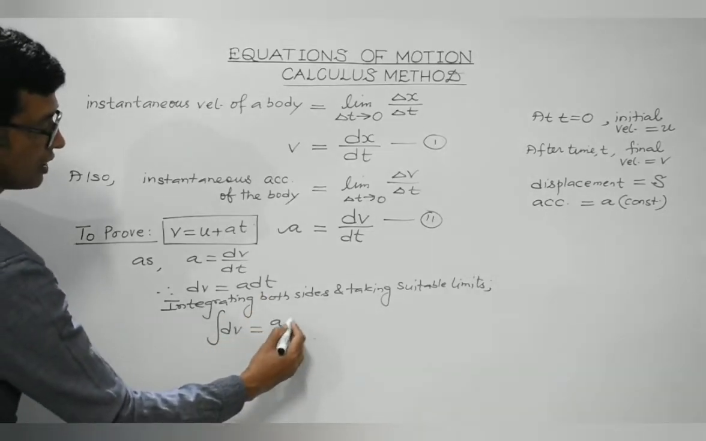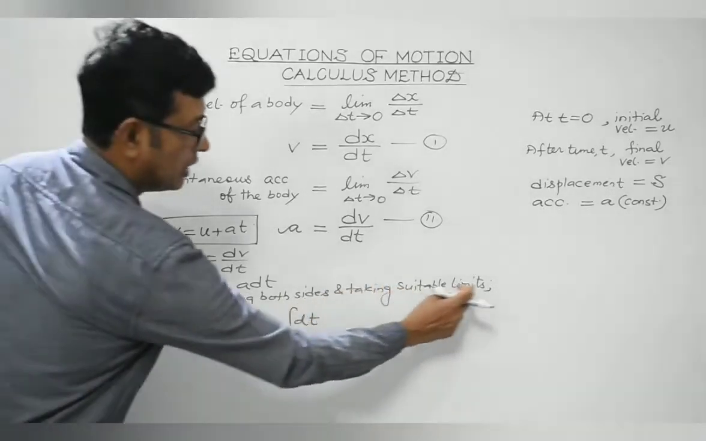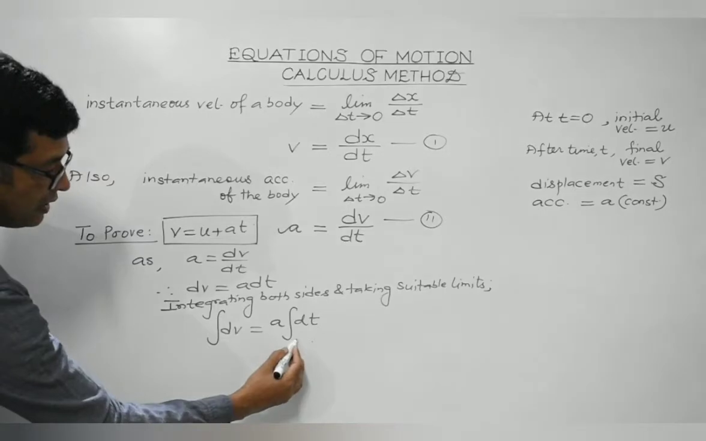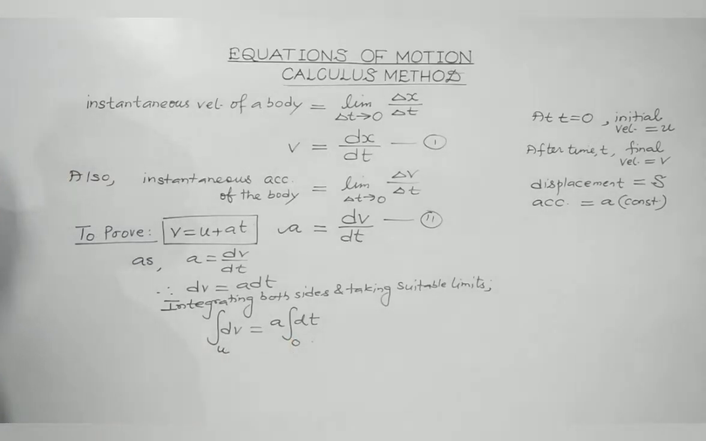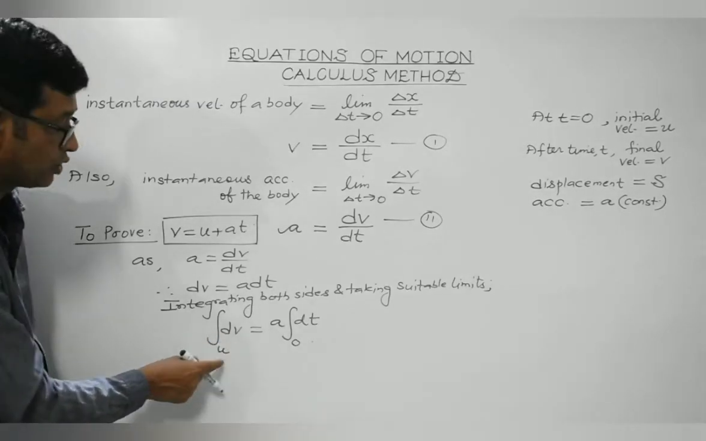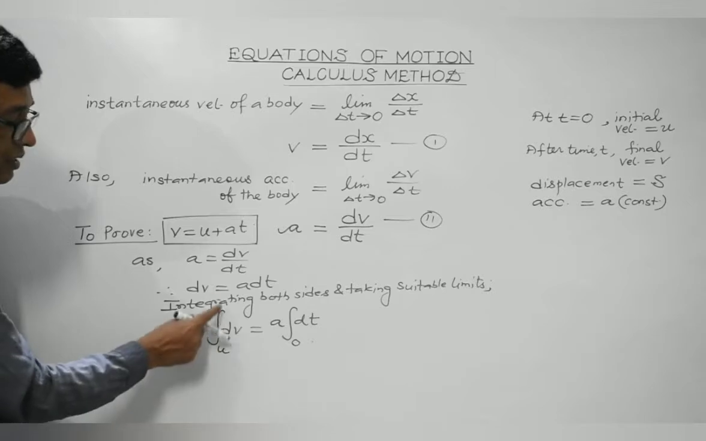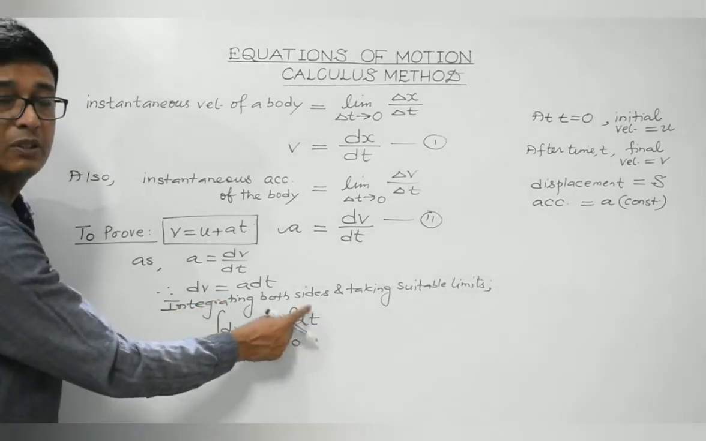A being constant, it can be taken outside the integration. And suitable limits means when t equals 0, initially, what is the initial velocity? u. On the left hand side, we are doing integration with respect to velocity, so the limits of velocity are to be considered. There is the lower limit and there is the upper limit. Here we are doing integration with respect to time, so the limits of time are to be considered.